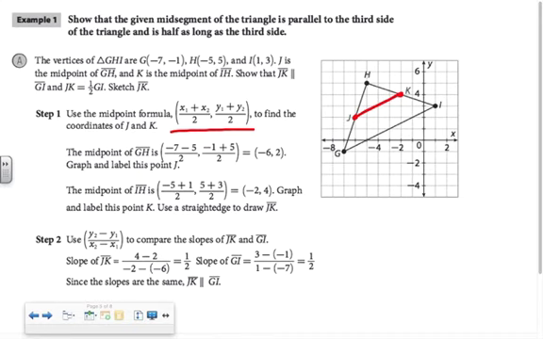In step 2, to verify that the lines JK and GI are parallel, they found the slopes of JK and GI. We did that in Module 4 because we know that the slopes of parallel lines are equal. So they found the slope of JK, and it's 1/2. And they found the slope of GI, which is also 1/2. And since the slopes are the same, JK, the midsegment, is parallel to GI, the third side.